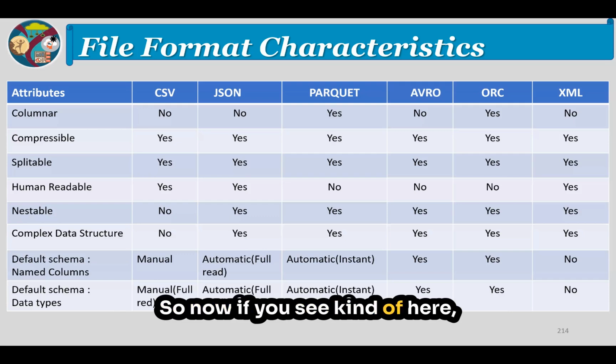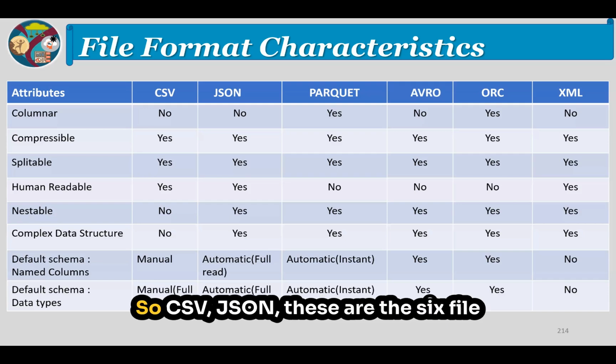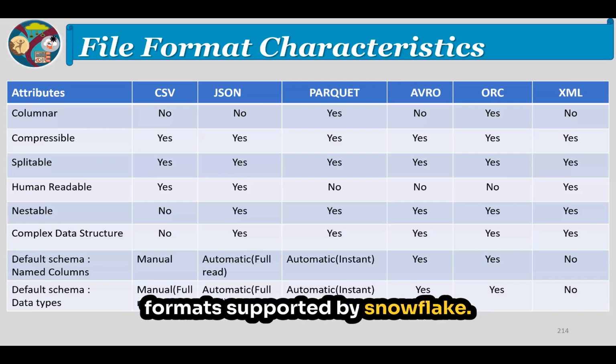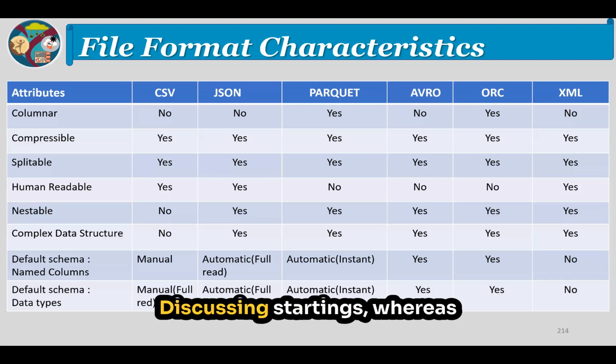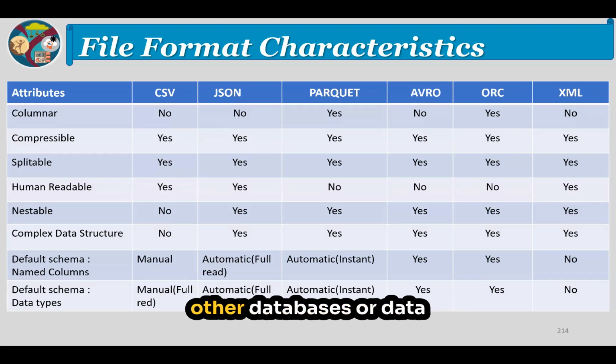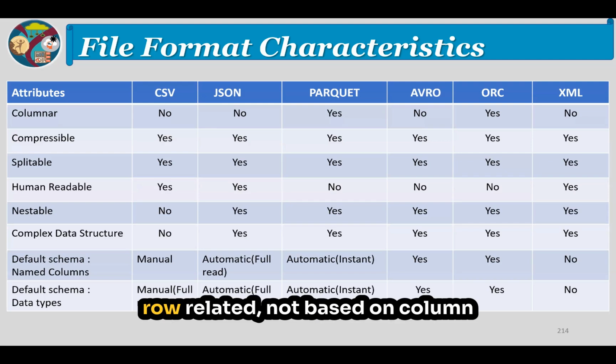Now if you see here, take an example of attributes. CSV, JSON, these are the 6 file formats supported by Snowflake. Now we know Snowflake is a columnar database. That's what we discussed in the beginning. Whereas other databases or data warehouses are row-based, not column-based, but Snowflake is a column-based data warehouse.